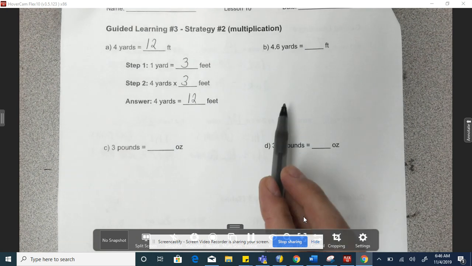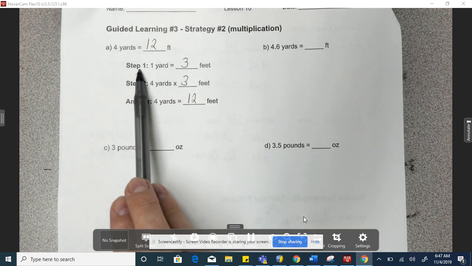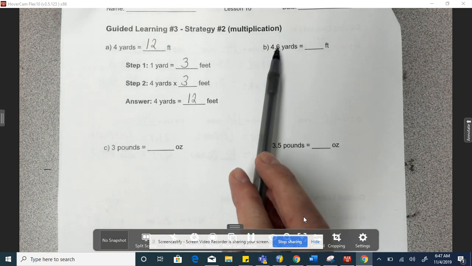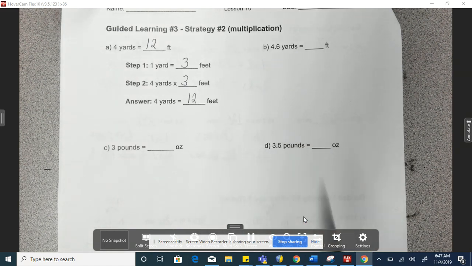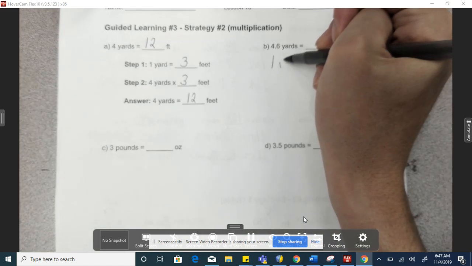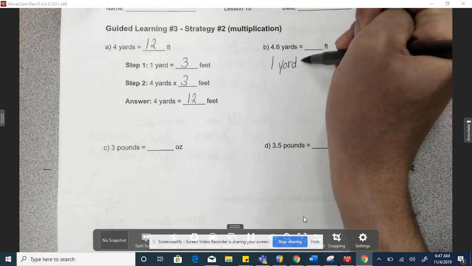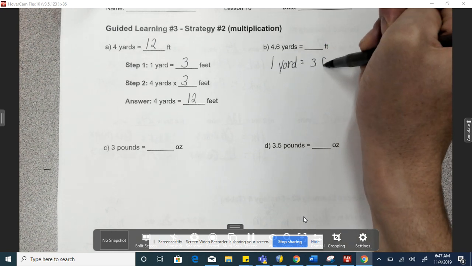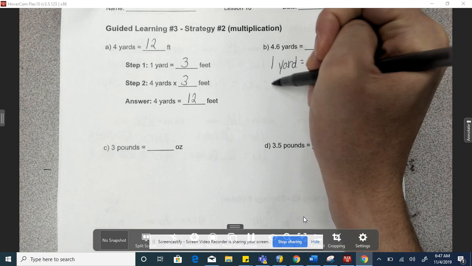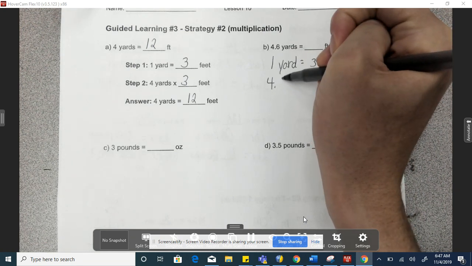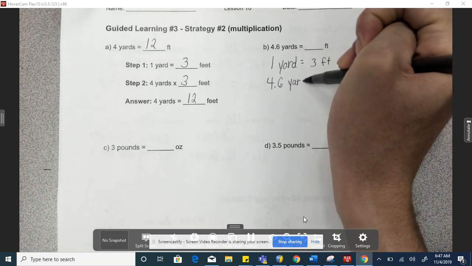Let's try that over here. So I'm looking over here for step 1 to help me out. 4 6/10 yards equals how many feet? Well, I'm starting by finding out how many feet are in each yard. And we just said it, 1 yard equals 3 feet. So now I'm going to see how many feet there are in 4 6/10 yards.